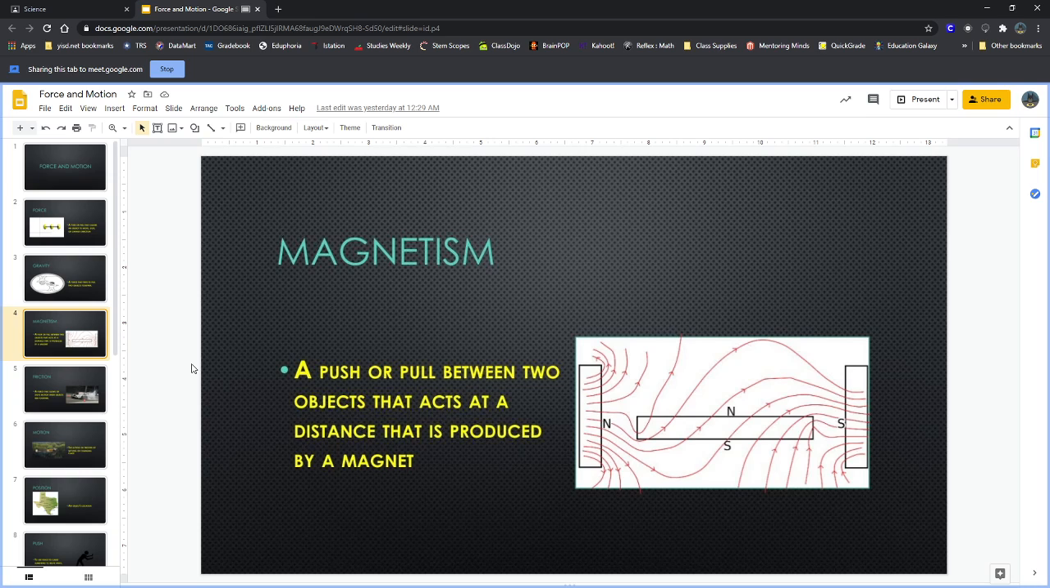Magnetism. Magnetism is a pretty fun one. So magnetism can be either a push or it can be a pull. So it's not always a pull, it's sometimes a push. It's between two objects and it acts at a distance. What that means is magnetism doesn't need the two objects to be right next to each other. It doesn't need them to be touching. There can be space in between.